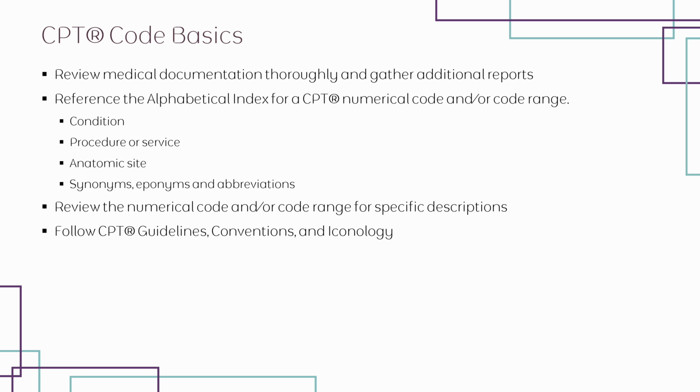Throughout this process, pay close attention to the CPT guidelines, conventions, and iconography that appear alongside the codes. These include your section guidelines, parenthetical notes, symbols such as your plus sign for add-on codes, and then any applicable modifiers that may need to be applied. Following these steps will help ensure that you report the most accurate and compliant CPT code for payers for proper reimbursement.